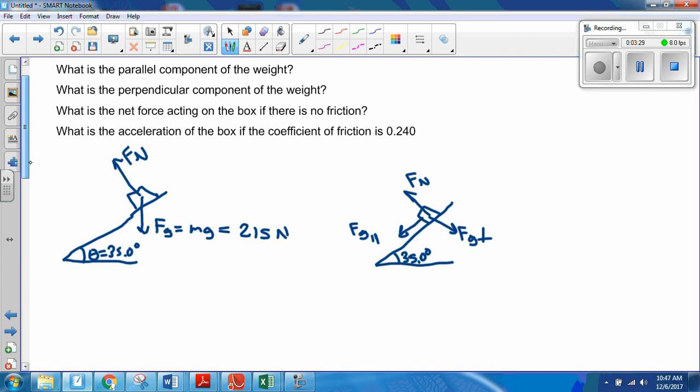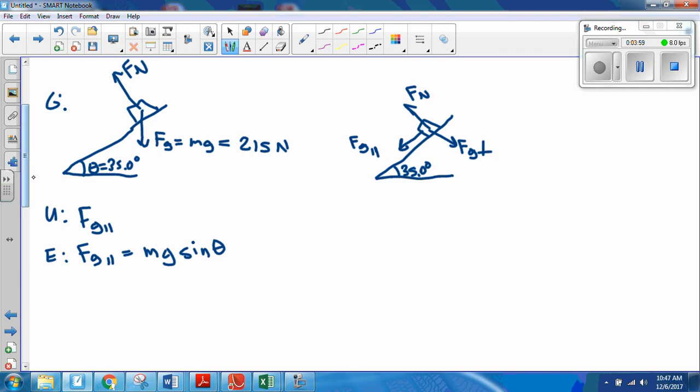So the first question is, what is the parallel component of the weight? So these were our givens up here. The unknown is the parallel. So that'd be Fg parallel. And we've already talked about this, and we wrote down these formulas yesterday. So what is the formula for Fg parallel? Mg cosine, sine theta. Mg sine theta. Okay, so we can go ahead and solve for Fg parallel.